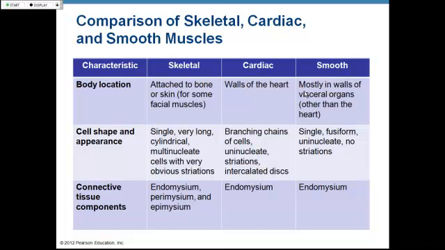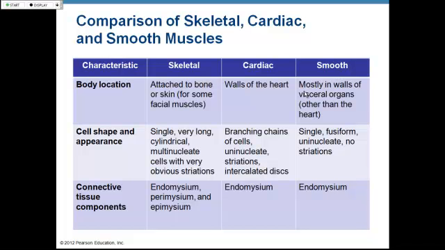The next characteristic is cell shape and appearance. Skeletal cells are single, very long, cylindrical. They are multinucleate. I need you to star that. I think it's very important to know that because a cell, when it's very, very long, needs more than one control center in order to organize the metabolism that goes on inside the cell.